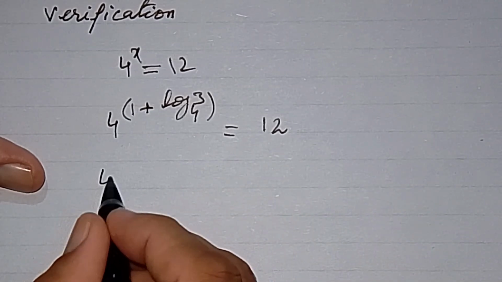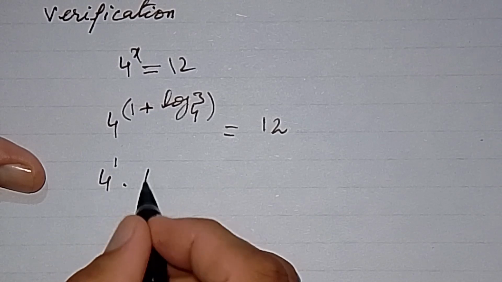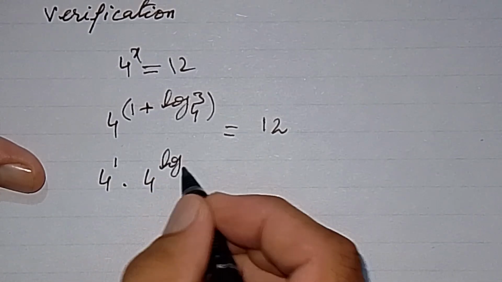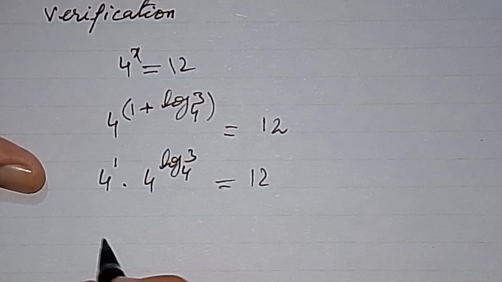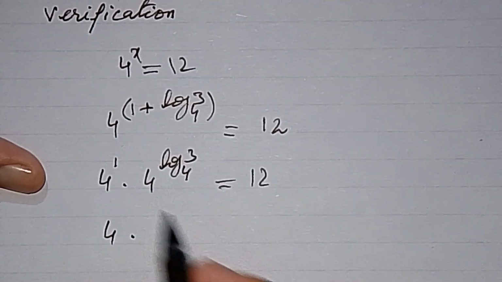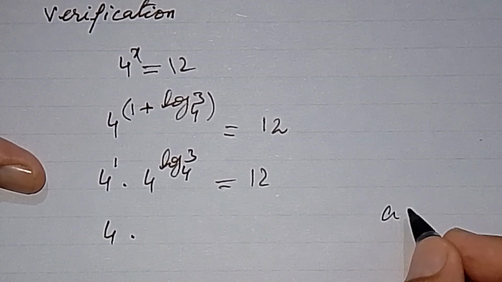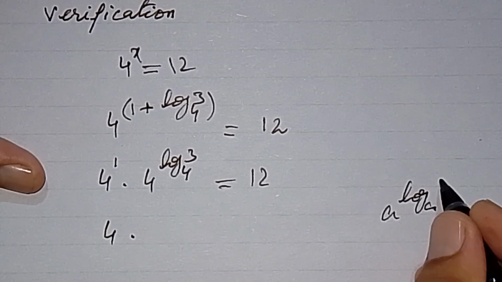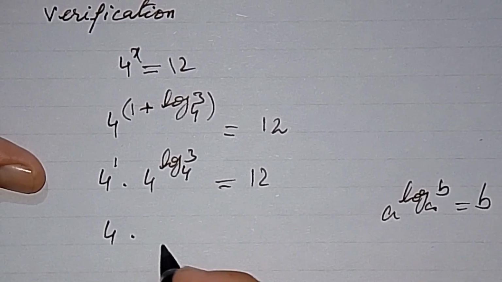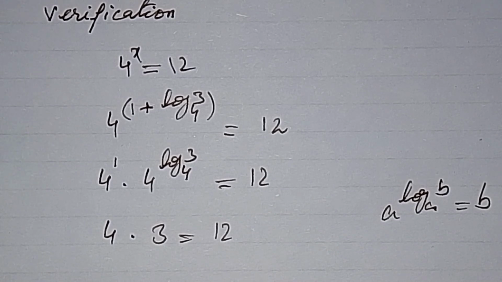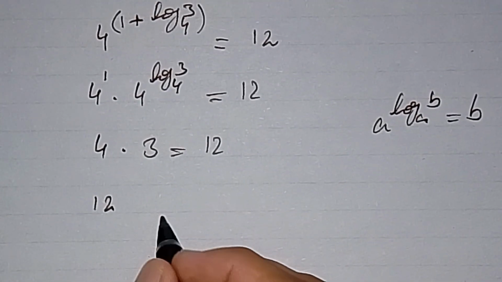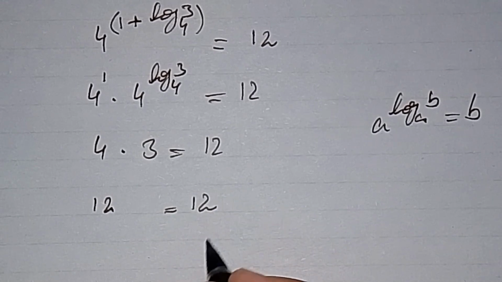Now 4 raised to the power 1 into 4 raised to the power log 3 base 4 is equal to 12. Then 4 into 3, using a raised to the power log base a of b is equal to b, then 4 into 3 is equal to 12. 12 is equal to 12. Verified.